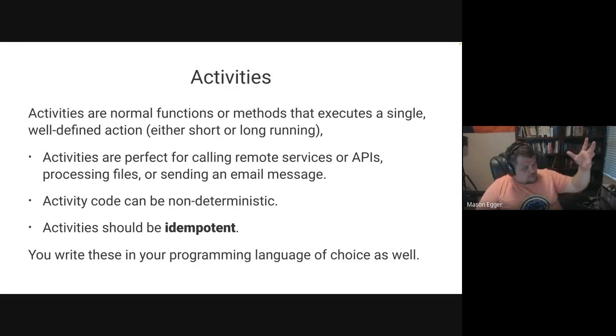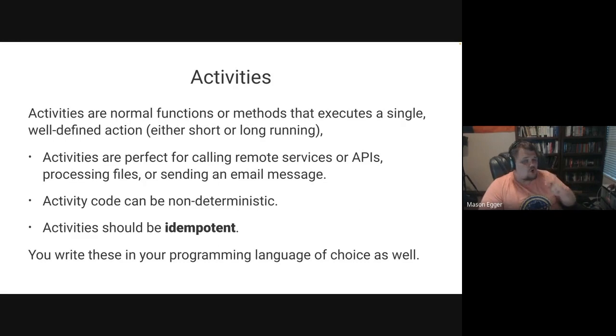So we have workflows, and now we have activities. Activities are normal functions or methods that execute a single well-defined action. You can think of it like you would normally think of a function. These can either be short-running or long-running. Workflows are composed of activities. So the workflow is the whole overarching thing. Say I have those three steps to send money to Jacob. We would implement all three of those as an individual activity, and you'll see why in a minute.